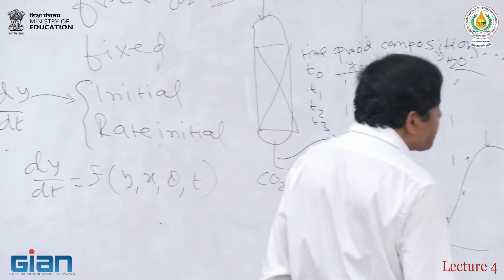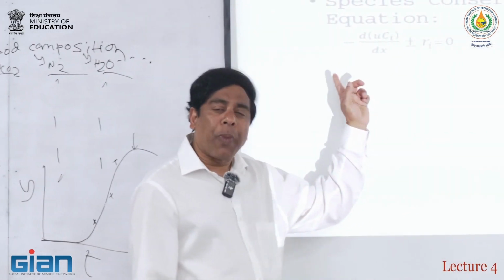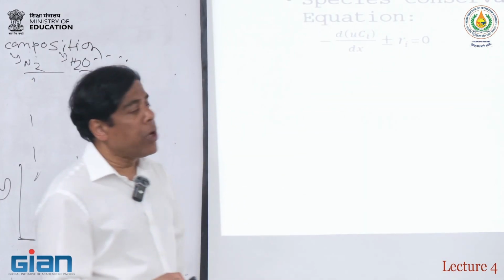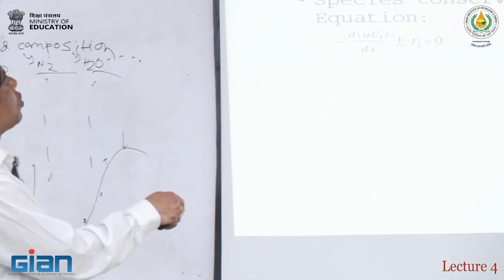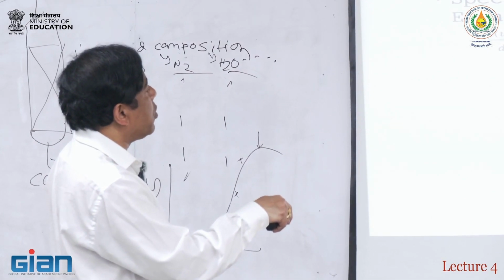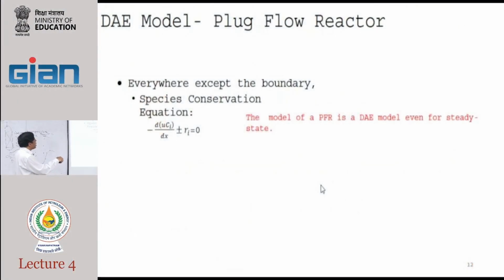Now, the plug flow reactor. The CSTR was an algebraic equation. Now we expand it and we say, okay, let's go to the plug flow reactor. And here we write this equation, the standard equation here. And again, you are familiar with these equations.